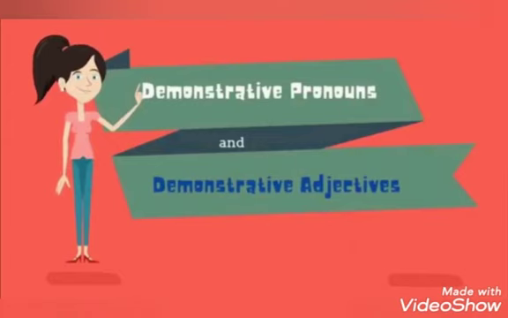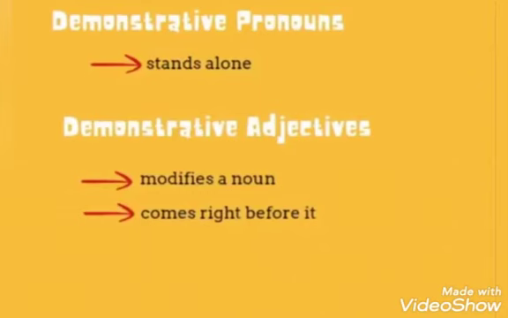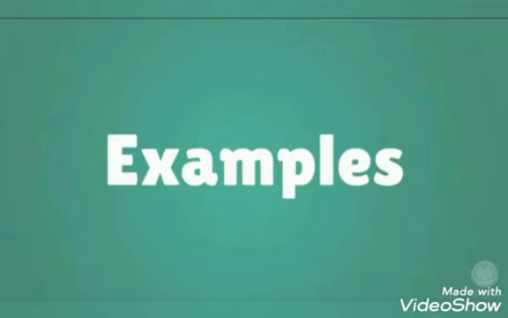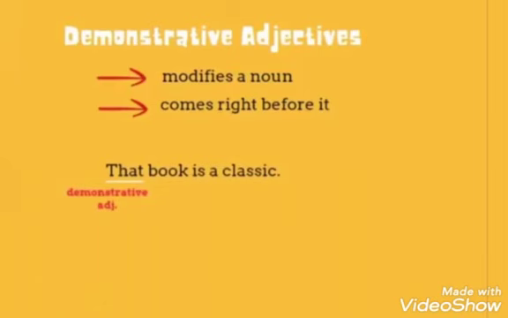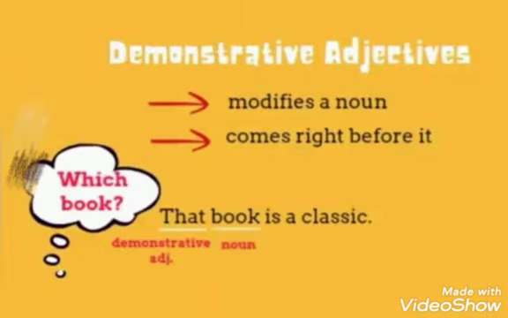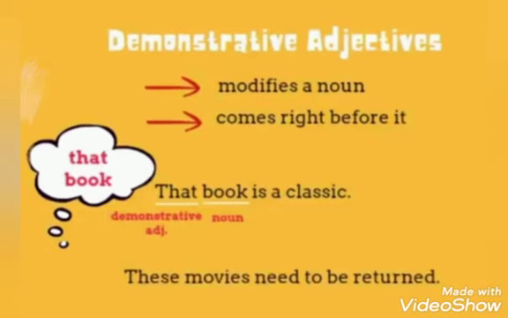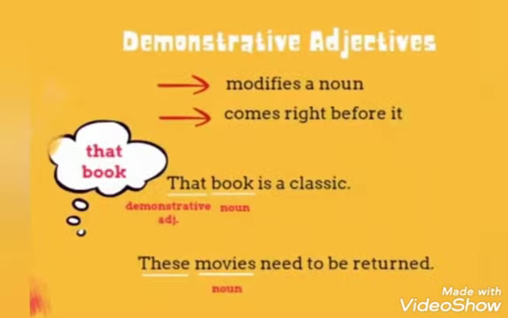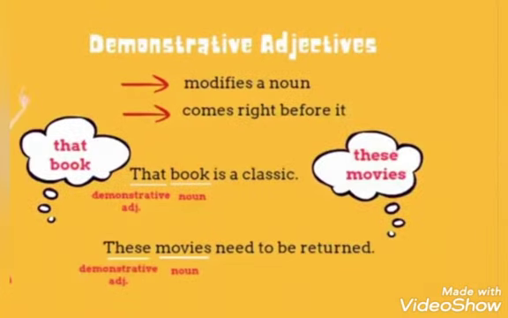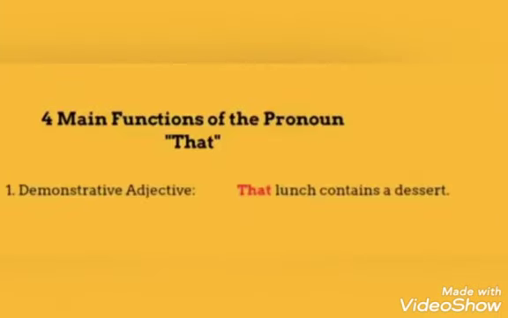Now, do not get confused between demonstrative pronouns and demonstrative adjectives. They are identical, but a demonstrative pronoun stands alone, while a demonstrative adjective modifies a noun and comes right before it. For example, that book is a classic. Here we have a demonstrative adjective followed by a noun that answers which book? That book. These movies need to be returned. Notice how the demonstrative adjective these comes right before the noun movies, answering which movies? These movies.